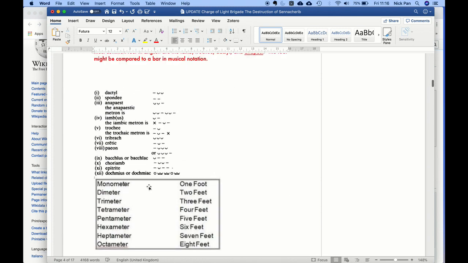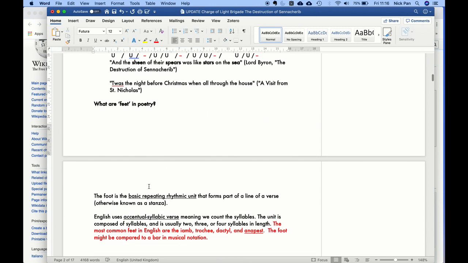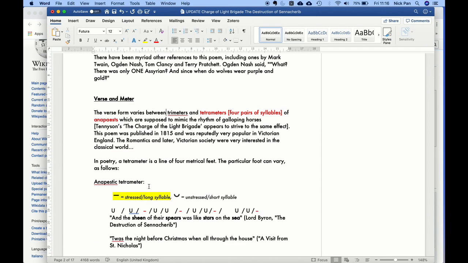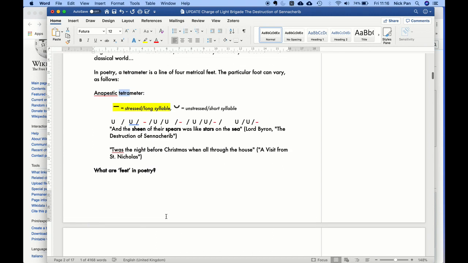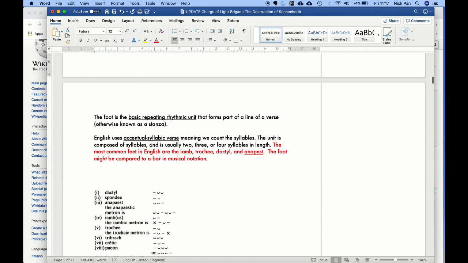So basically, to get back on, just to quickly summarize what verse and meter is all about. The meter is basically just a line, and it's composed of different feet. So anapestic refers to the stress structure, and tetrameter refers to the number of times it happens. So what kind of meter is it? It's one that's got 4 lots of anapests. So and the sheen of their spears was like stars on the sea. Okay, so that's anapestic tetrameter for you.